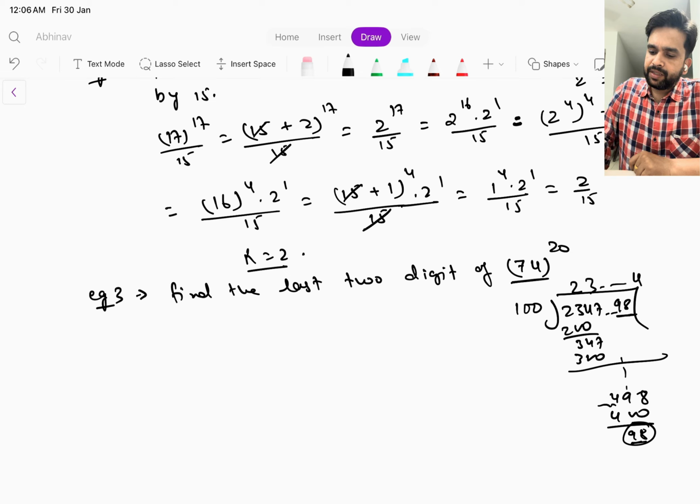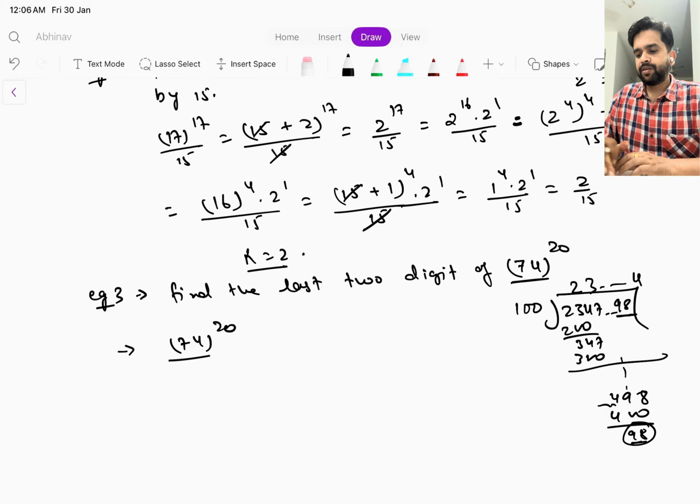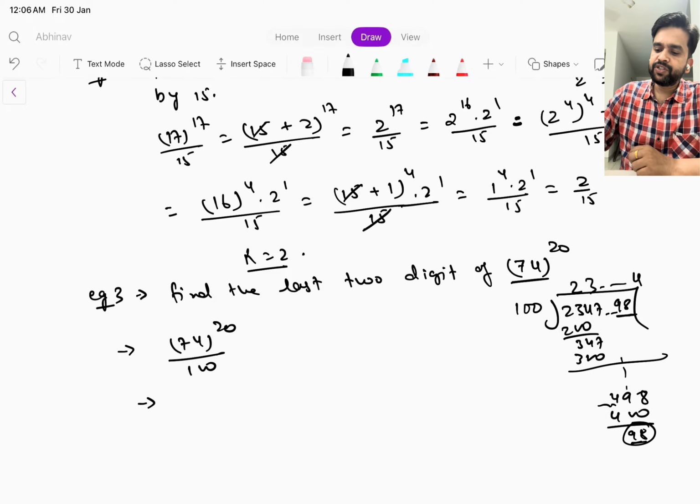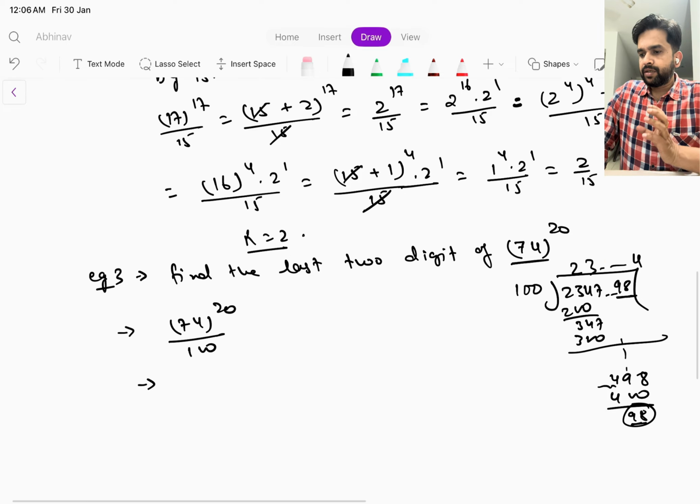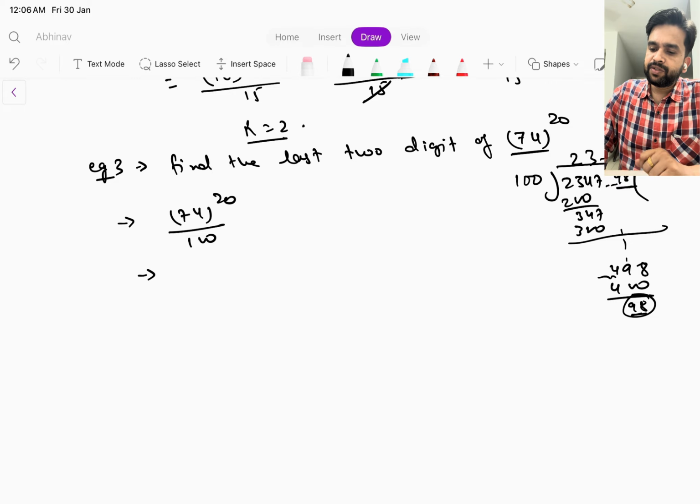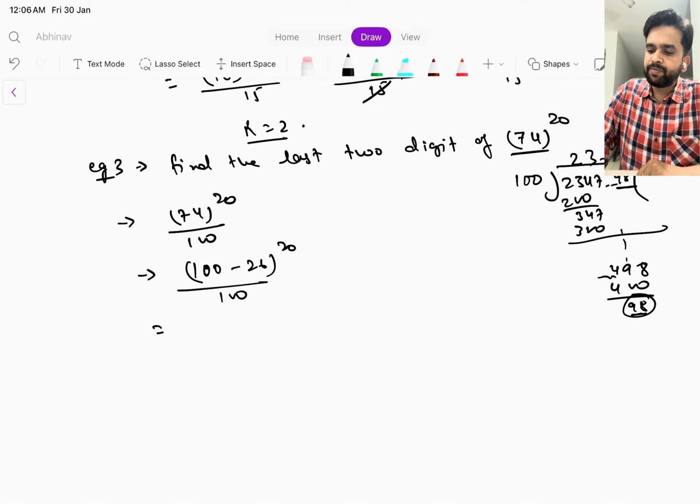So in this question, I'll divide 74 raised to power 20 by 100. The process is still the same. We have to break 74 in such a way that we should get one multiple of 100 in it. So 74 can be written as 100 minus 26 raised to power 20 divided by 100. So all this term will be cancelled. Minus raised to even power is positive, so we'll get 26 raised to power 20 divided by 100.